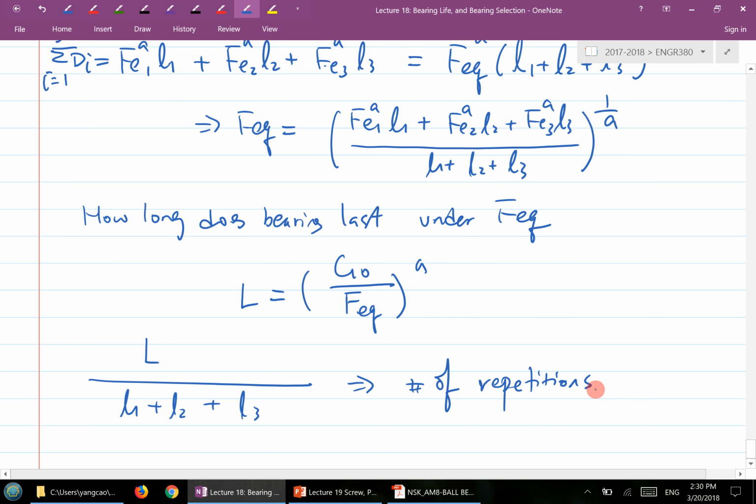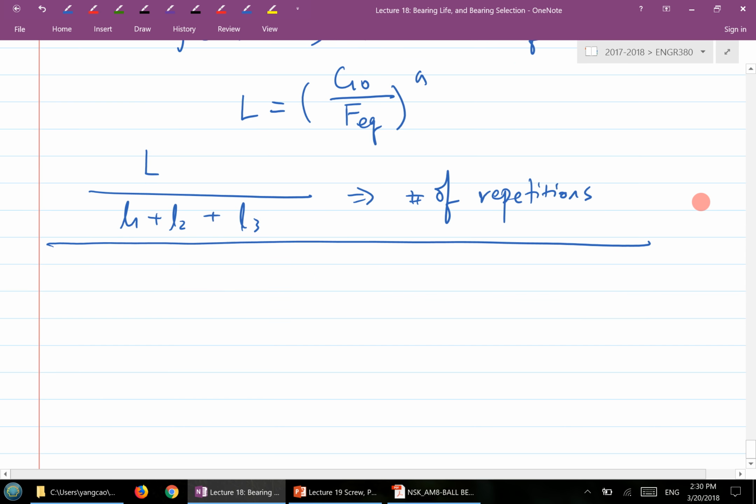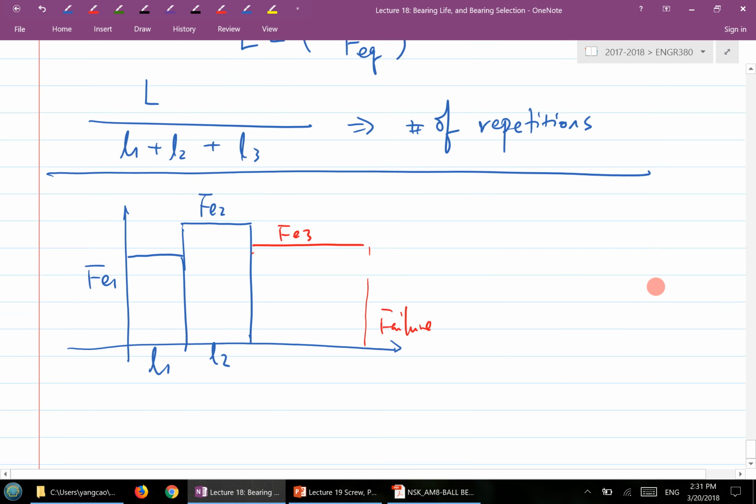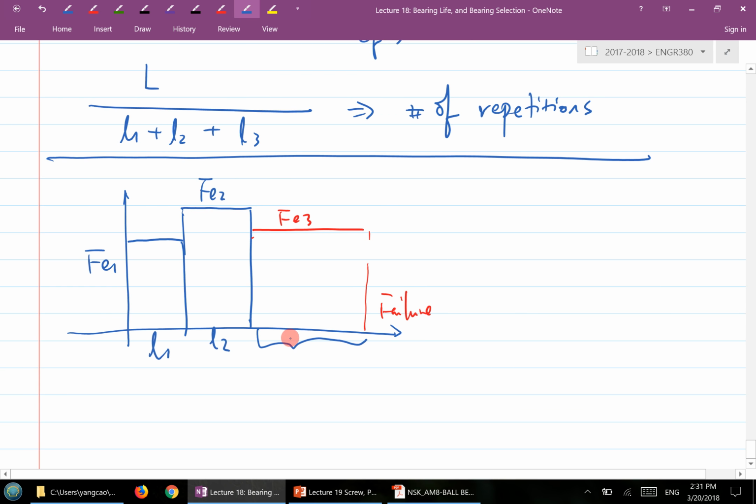One little extension from here, like one of the questions asked for this week: let's slightly modify the question. This is FE1 and this is L1, and then FE2 and then L2. Same as the previous example, but now we subject the bearing to FE3 and don't change anymore. Basically, subject it to FE3 for the rest of its life, until failure. So the question here is, what will be the remaining life?